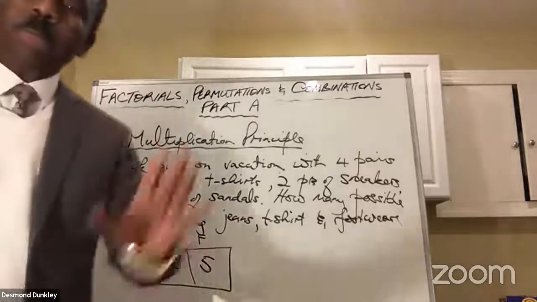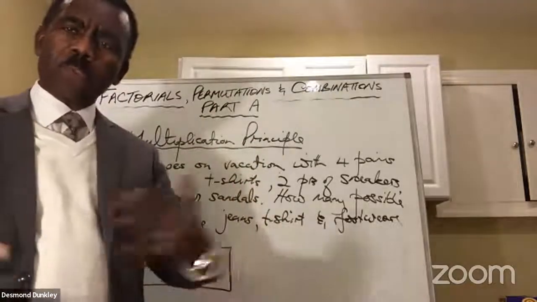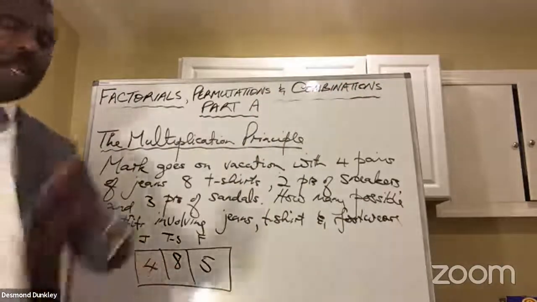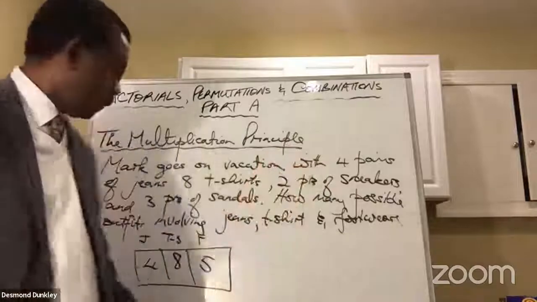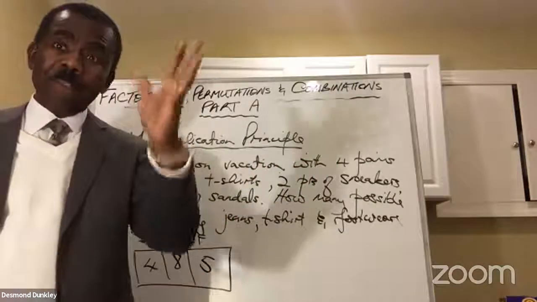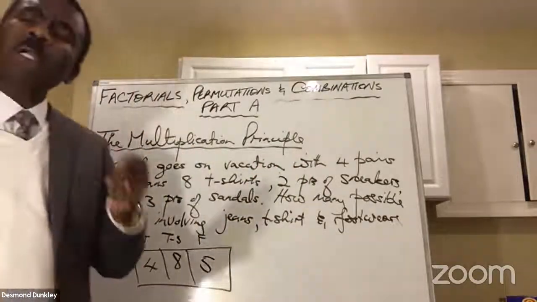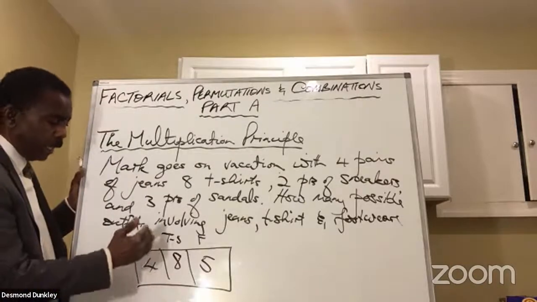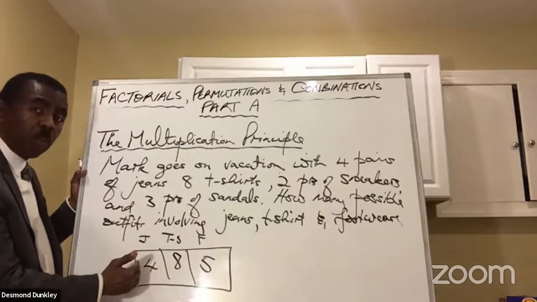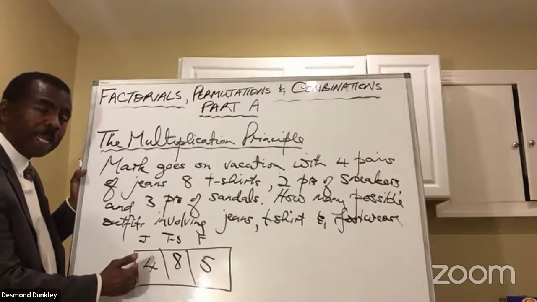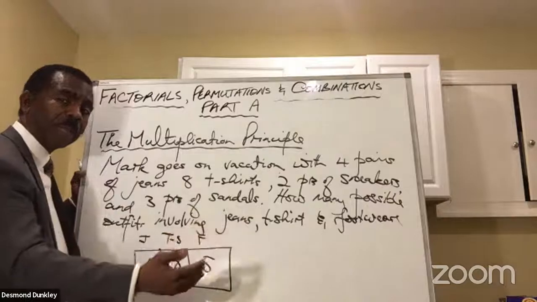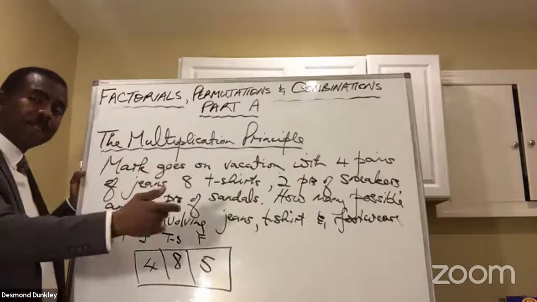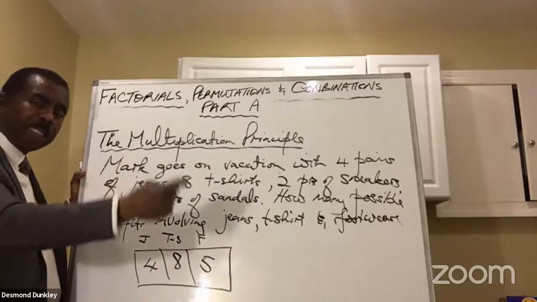So you can select 4 different pairs of jeans to choose from. You can use this one, that one, that one, or that one. T-shirts, you have 8 to choose from. Footwear, you have 5 choices. So the multiplication principle says that if you have n ways of doing one thing followed by p ways of doing another thing, the number of ways of doing the first followed by the second is n times p.